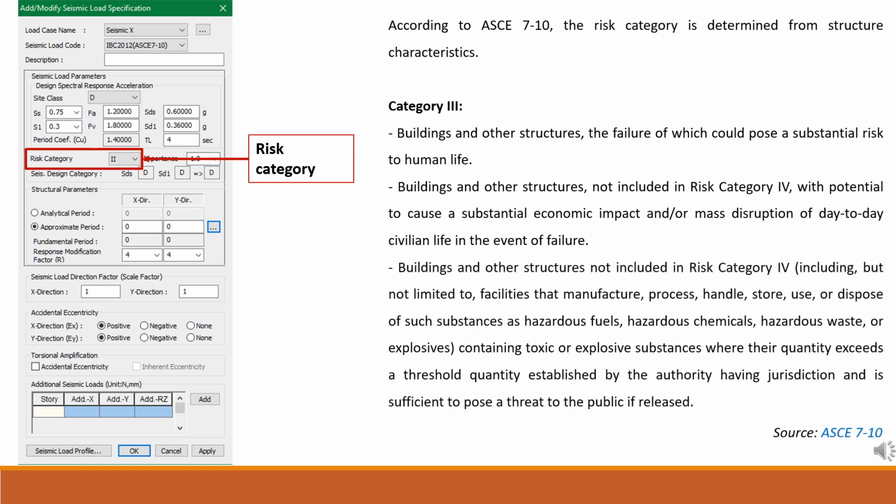Buildings and other structures not included in risk category 4, including, but not limited to, facilities that manufacture, process, handle, store, use, or dispose of such substances as hazardous fuels, hazardous chemicals, hazardous waste, or explosives, containing toxic or explosive substances where their quantity exceeds a threshold quantity established by the authority having jurisdiction and is sufficient to pose a threat to the public if released.